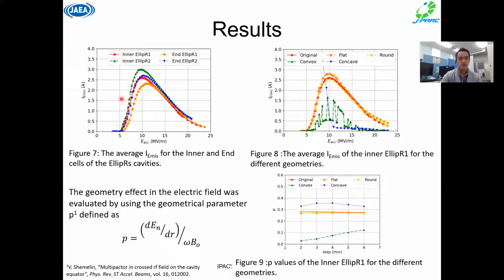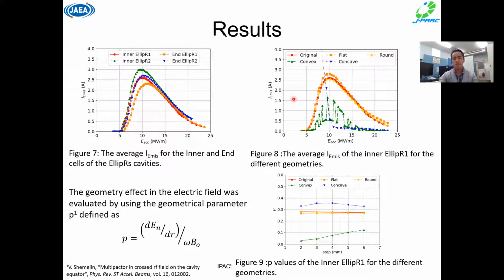Here I present a summary of the results. On the left, I present the emission current against the accelerator gradient at which we will operate the elliptical cavity number 1 and number 2, and for the so-called inner and end cell. We can see that for the elliptical cavity number 2, we have a larger emission current. And this is related to the fact that for the elliptical type number 2, the surface is bigger than the elliptical one. So that is the reason.